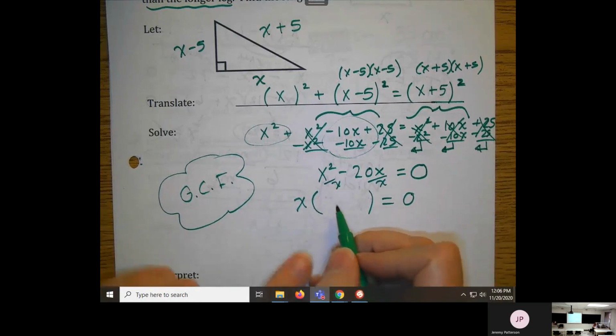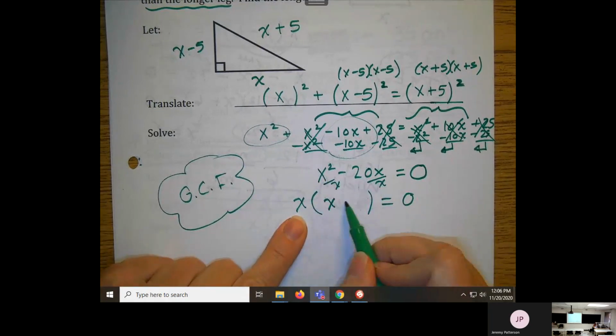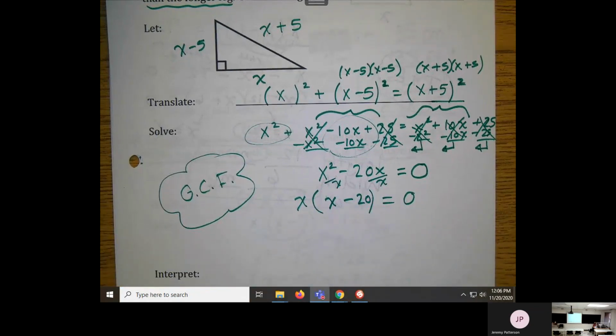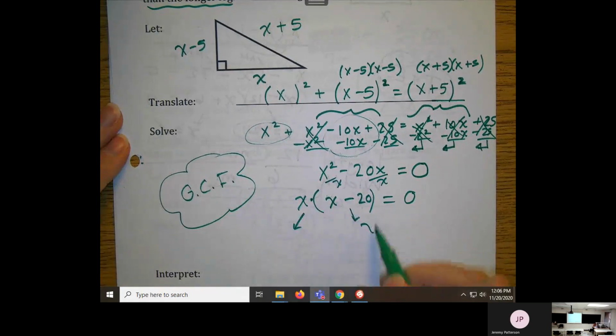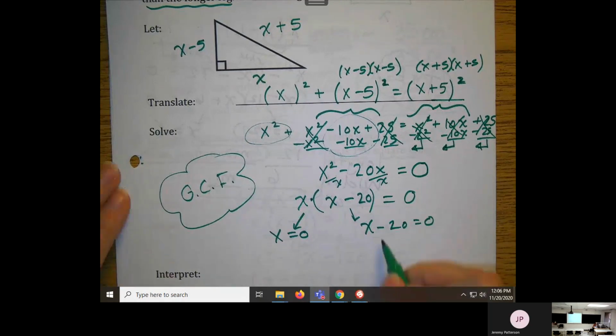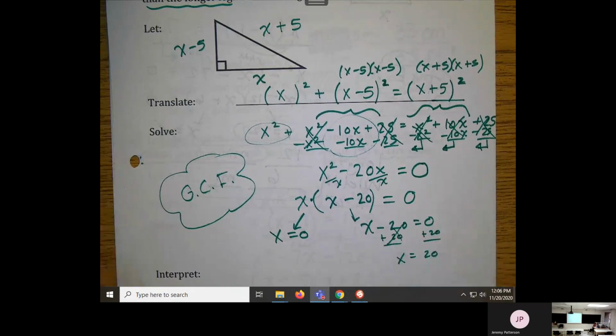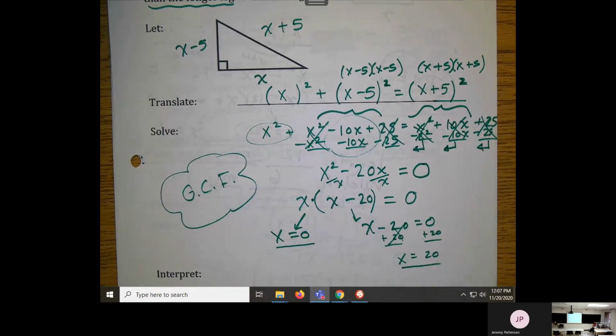Did you say x? Let's see, x squared over x leaves an x, and 20x over x leaves a minus 20. So then we're going to break our factors apart and set each one equal to 0. Looks like two possible solutions, x equals 0, x equals 20.